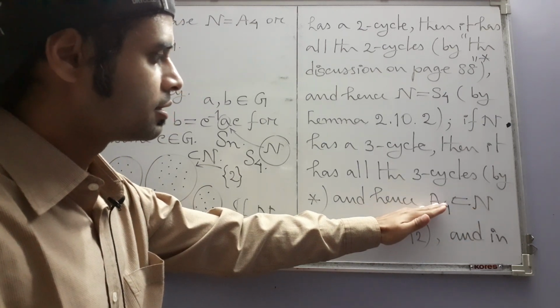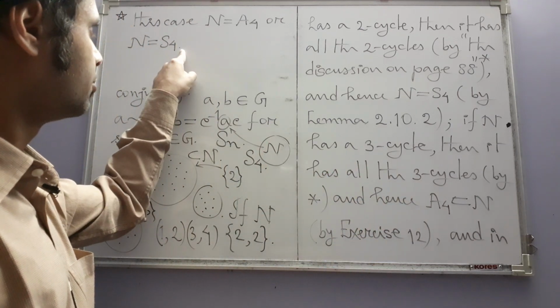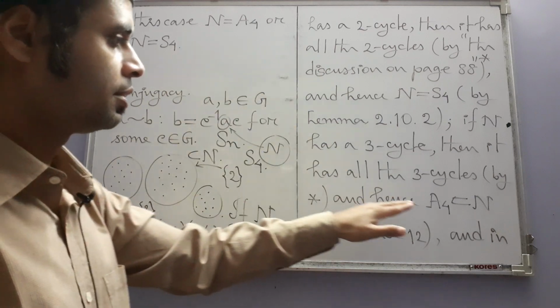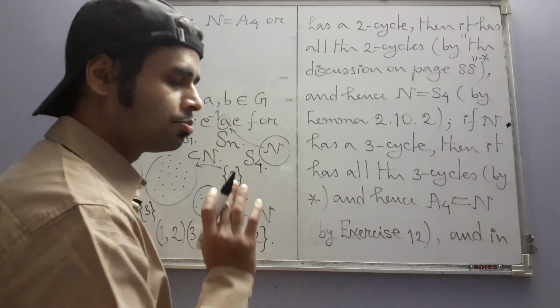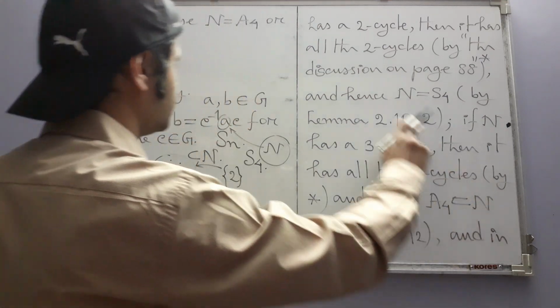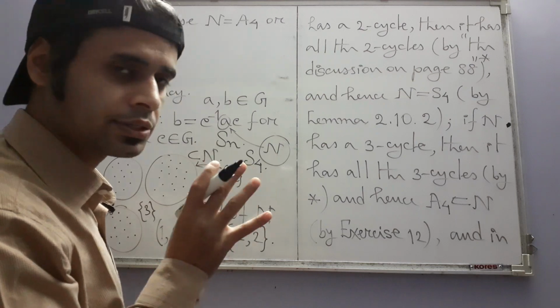Now A4 is a group of order 12 and S4 is a group of order 24. N is trapped in between them. So there are two possibilities for N: either N is equal to A4 or N is equal to S4. And why exactly is that so?